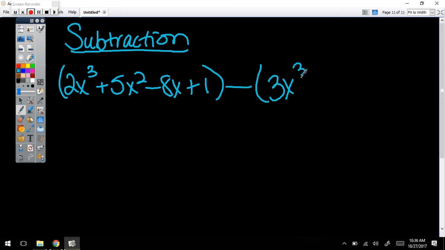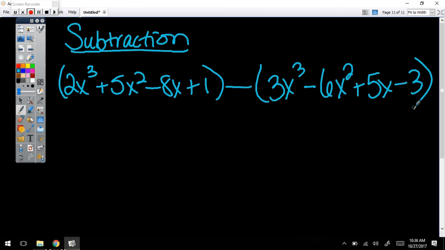3x cubed minus 6x squared plus 5x minus 3. When I'm doing subtraction, here's the only thing you have to do different from addition: you have to subtract. Do we do the same, yes. Same change.